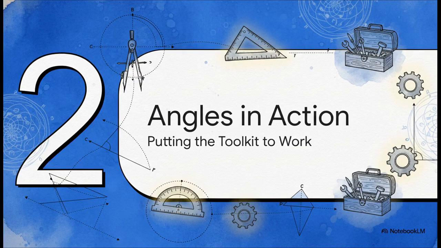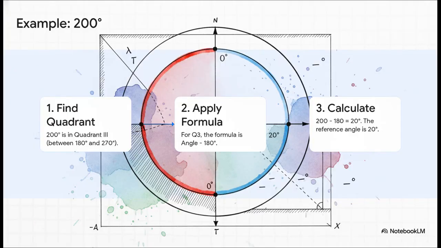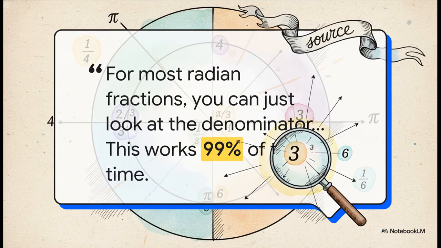Okay, toolkit assembled. Now let's put it into action. A couple of quick examples will show you just how smooth this whole process really is. Let's find the reference angle for 200 degrees. Step 1. What quadrant are we in? Well, 200 is bigger than 180, but less than 270, so that's quadrant 3. Step 2. Grab the quadrant 3 formula, which is theta minus 180. Step 3. Plug it in. 200 minus 180 gives us 20 degrees. Boom, done.